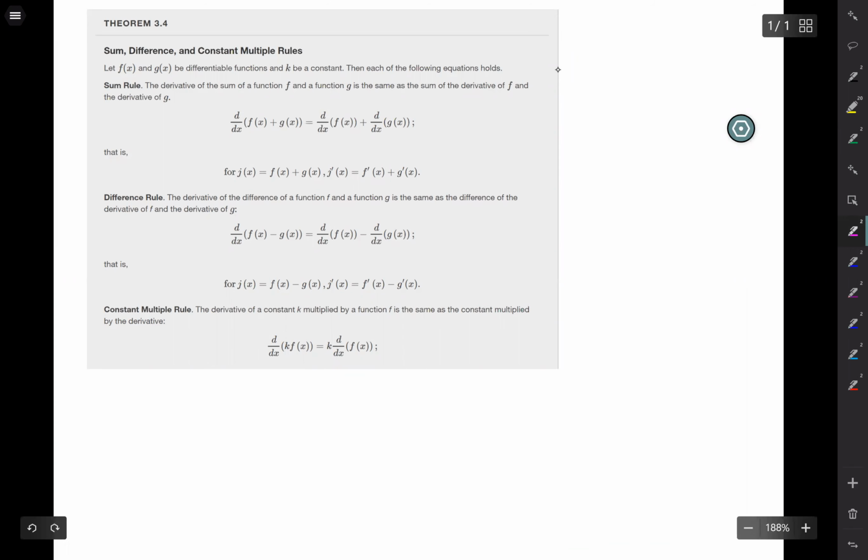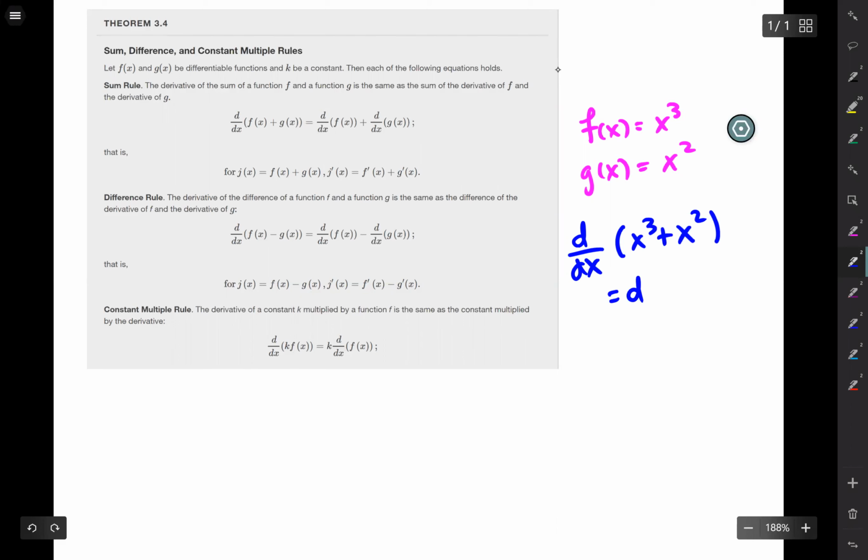So for example, let's say f of x was x cubed and g of x is something like x squared, then the derivative of f of x plus g of x, or x cubed plus x squared, is the derivative of each one of those pieces separately, and you just add them up. So that will be 3x squared plus 2x. So that's how you handle sums.